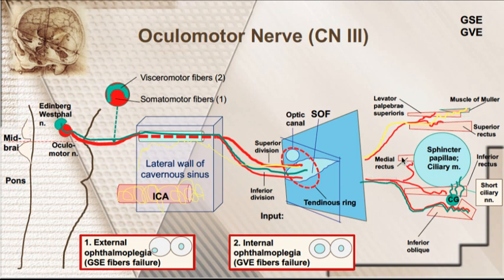The inferior division supplies the medial and inferior recti and inferior oblique muscles, and gives off the preganglionic parasympathetic branches to the ciliary ganglion. The postganglionic mixed branches leave the ganglion as the short ciliary nerves and supply the sphincter pupillae and the ciliary muscles of the eye. The dilator pupillae receives sympathetic innervation from the long ciliary nerves, branches of the nasociliary nerve.